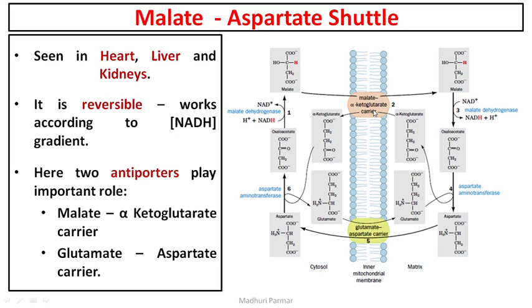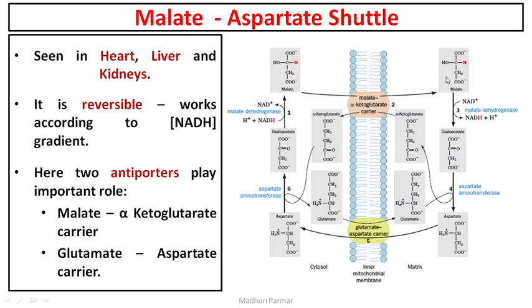Now alpha ketoglutarate we have also studied in the TCA cycle. So alpha ketoglutarate from the matrix of the mitochondria will get transported outside into the cytosol. So I told you, ek haath se le, ek haath se de. From one side it is transporting malate from outside to inside, and alpha ketoglutarate from inside to outside. Clear? So malate alpha ketoglutarate carrier.